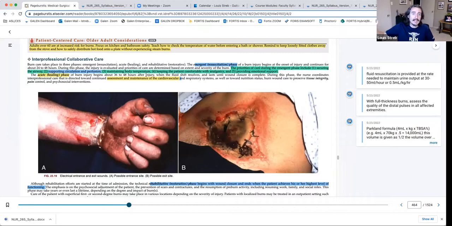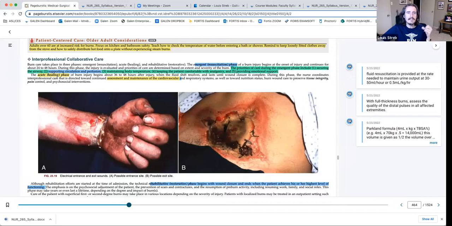Pain is another big thing. Before we go in there and start scrubbing down your burns, we have to think about giving you medications. But the medication we give has to also consider things like airway and level of consciousness. So we probably don't do a lot of opioids at first. We'll go back and look at that.